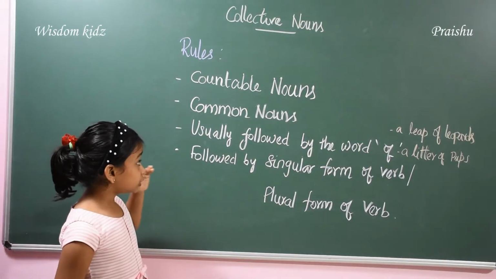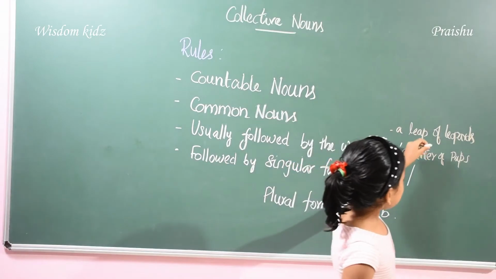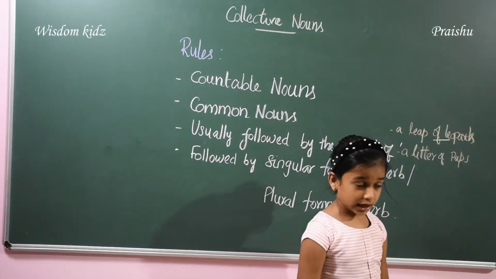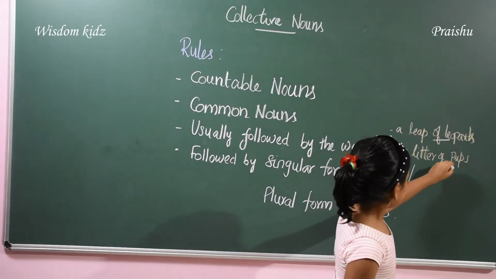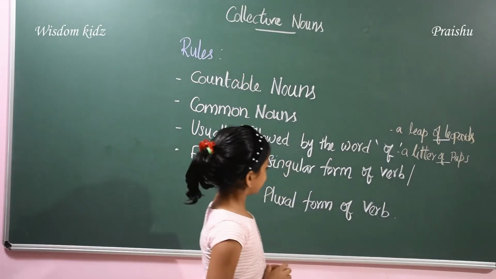Collective nouns are usually followed by the word "of". See, the leap of leopards, then followed by the noun: the leap of leopards, the litter of puppies, a swarm of bees, etc.